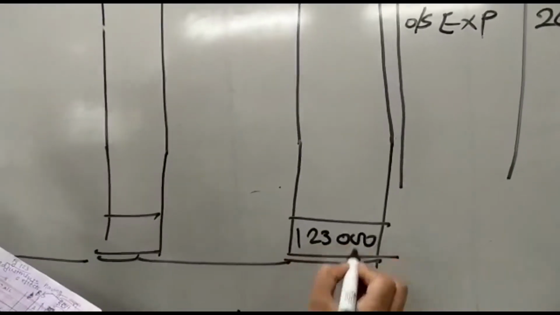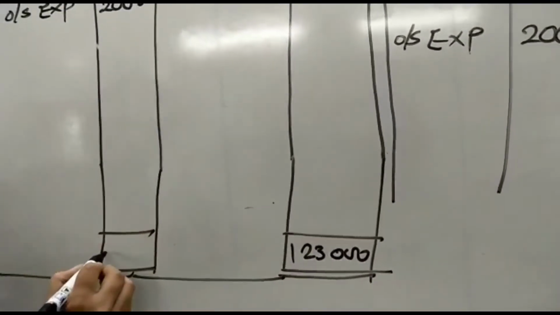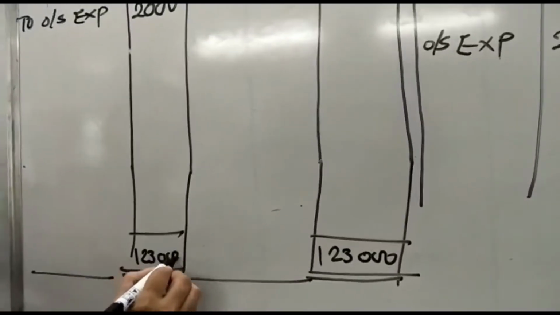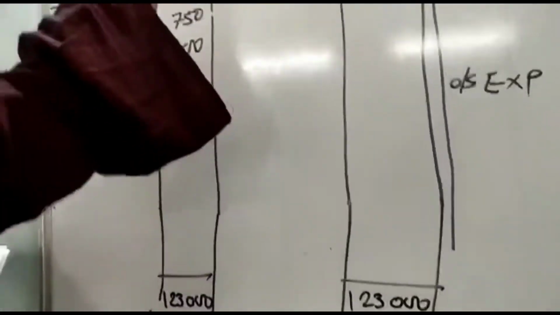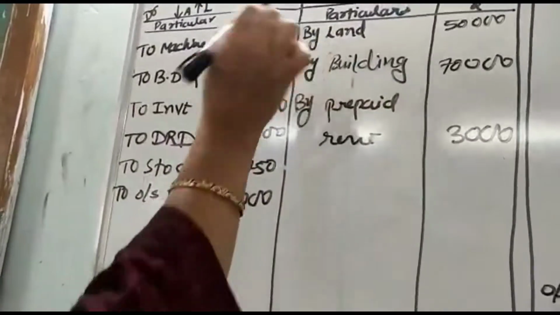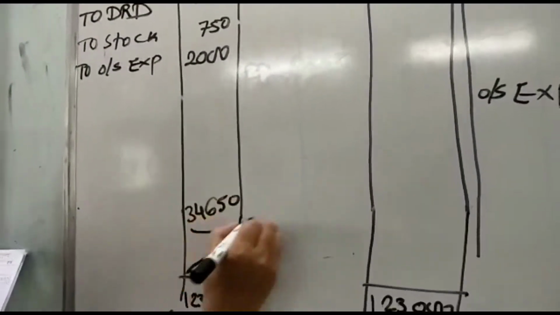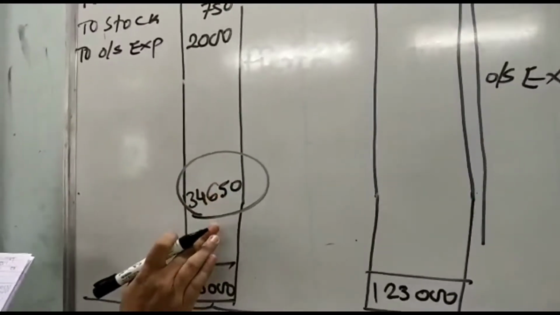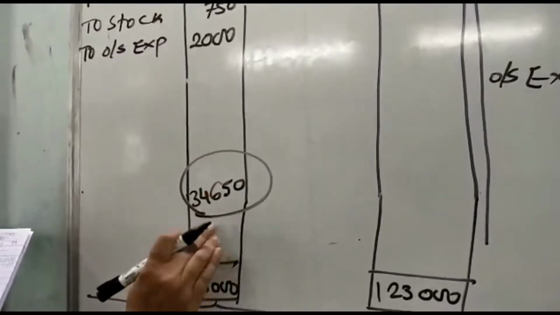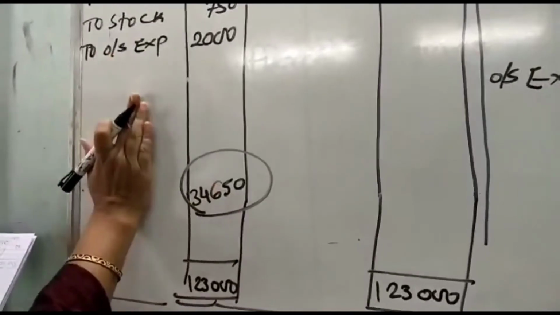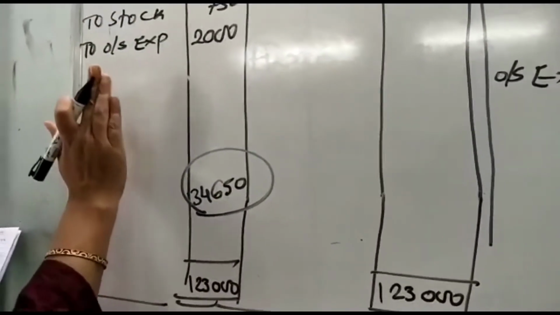Just have a look on your calculator. 1,23,000, the same total 1,23,000, minus all this figure. The balancing figure would be 34,650. This is my closing balance of the revaluation account. This I am going to distribute among the partners' capital accounts.